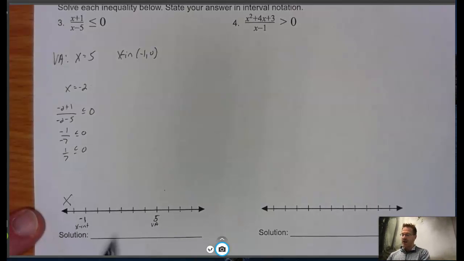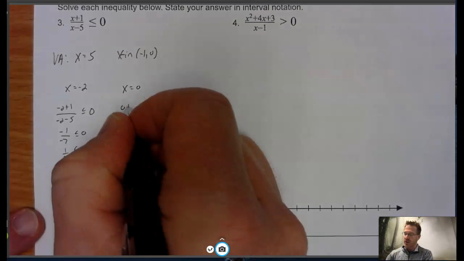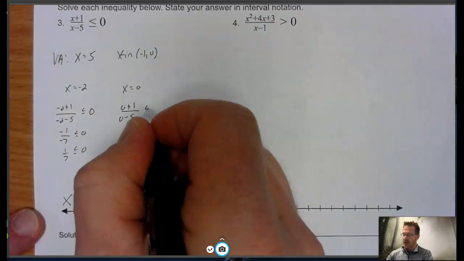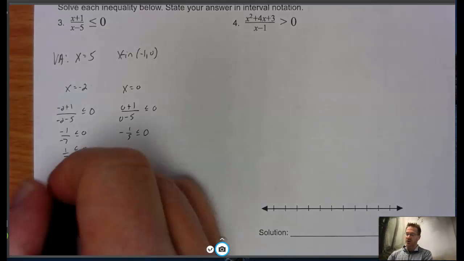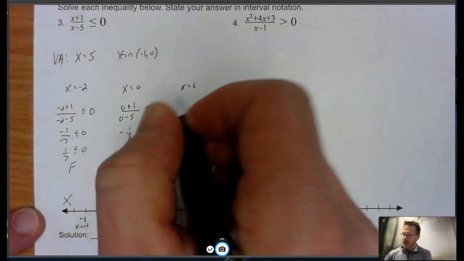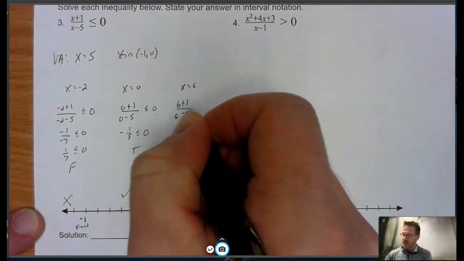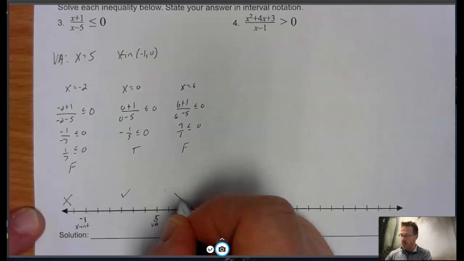Now I need to pick a value between negative 1 and 5, and the easiest value in that interval would be 0. So let's see what happens when I plug in 0. I get (0 plus 1) over (0 minus 5) is less than or equal to 0, and notice I get negative 1/5 is less than or equal to 0. That is a true statement. This was false, this is true, so it looks good that we can take this interval. Now I need to test a value out here, and I'm just going to take x equals 6. I get (6 plus 1) over (6 minus 5) is less than or equal to 0, so I get 7 over 1 is less than or equal to 0, which is also false. So I don't want anything out here.